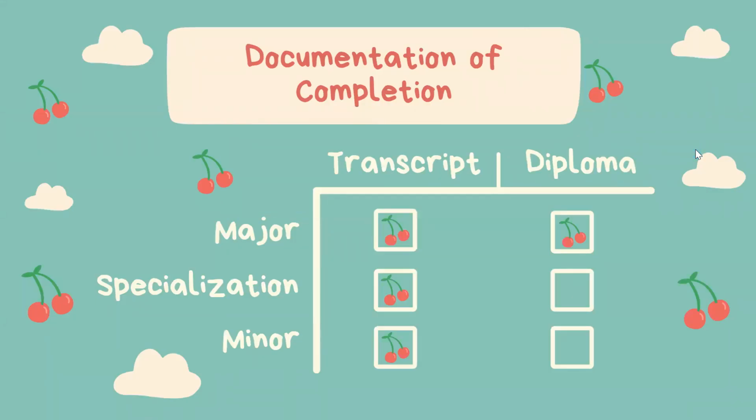So you might be wondering, how will other people know that I am pursuing this major or minor or a specialization? So in terms of documentation, your major is the only thing that will be in both your transcript and your diploma, and your specialization and minor will only be depicted in your transcript. But you are more than welcome to add it to your resume and your LinkedIn and all forms of professional branding so that other individuals can know that you have this additional layer to you and kind of show what your interests are and what you hope to pursue in terms of career endeavors.